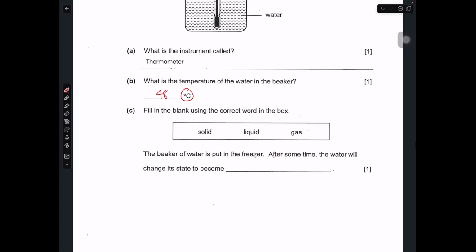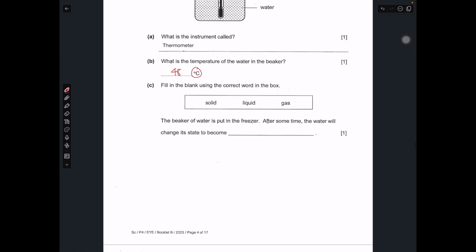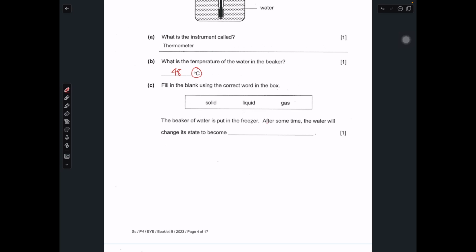Fill in the blank using the correct words in the box. So solid, liquid, or gas. So the beaker of water is placed in the freezer. After some time, the liquid, this one must be in a liquid state. The liquid will change state to become solid. Okay? When you put it in the freezer, it will lose heat and freeze into solid.